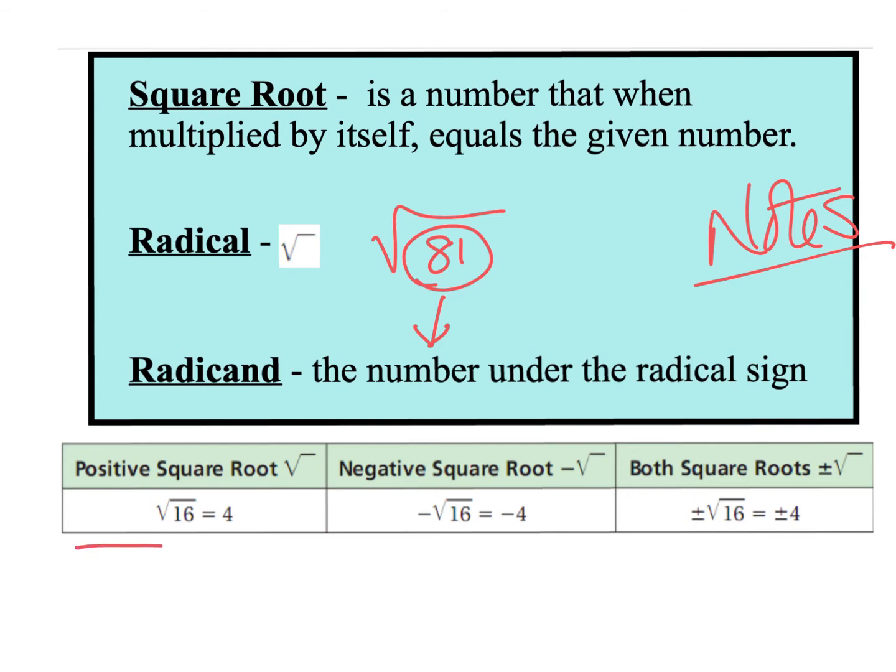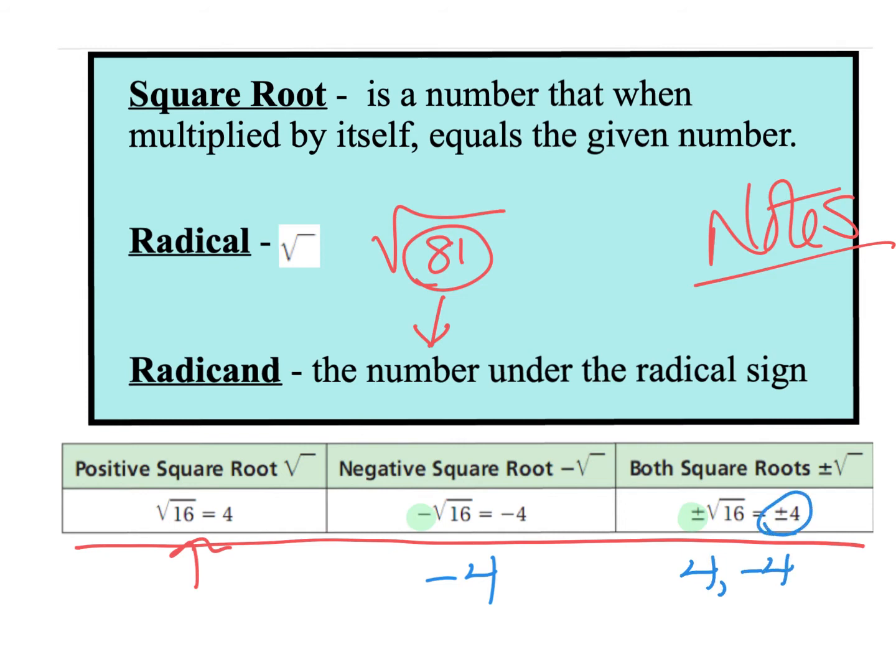Down here, you're going to put this in your notes as well. We have the normal square root. The square root of 16 is 4. But if we have that negative sign in front, then they want the negative square root, which would be -4. And if in front we have both a positive and negative, then they want both the +4 and the -4. You can write it like this, or you can write it out by themselves.